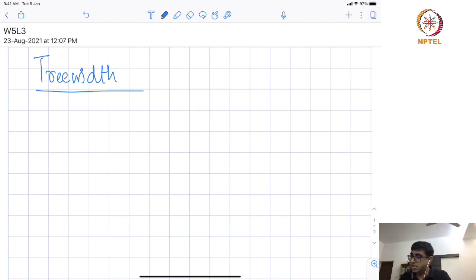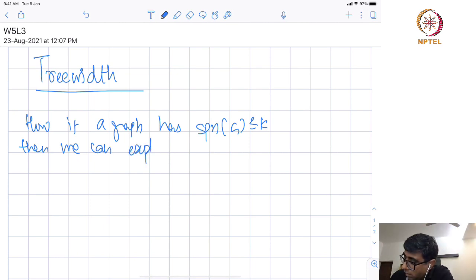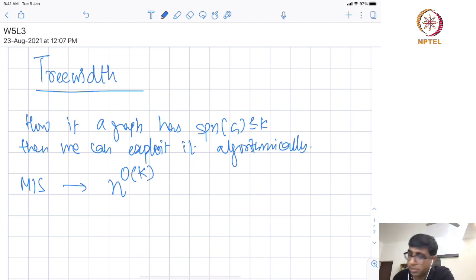Up until now, we have seen that if a graph has small separation number, then we can exploit it algorithmically. But if you try to do even max independent set, this algorithm runs in time n to the power big O of k.